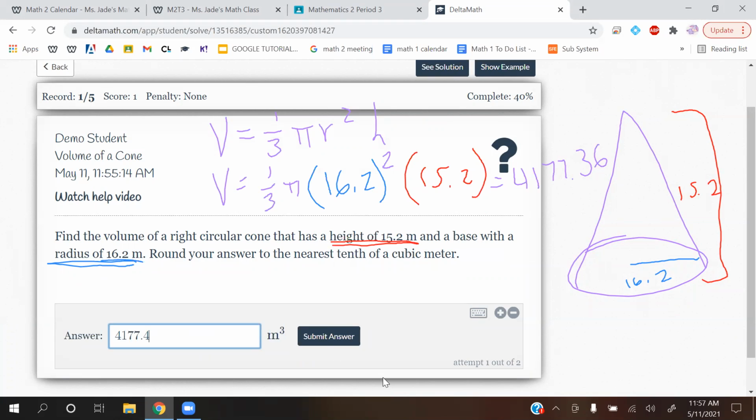So if we have a diameter, we divide it by 2, right? Correct. If you have a diameter, you divide it by 2 to get the radius, and then you plug the radius in.